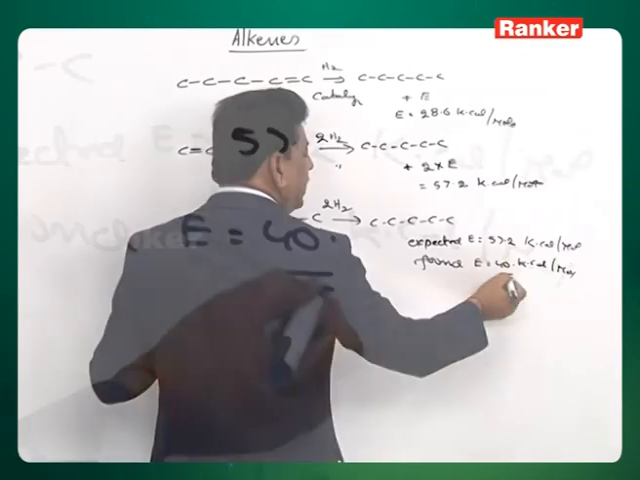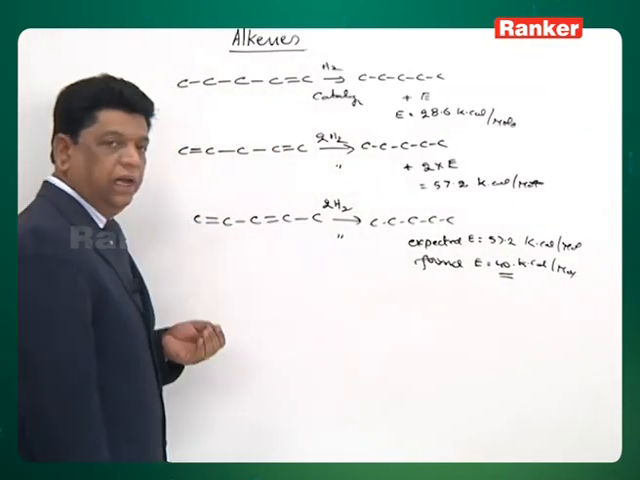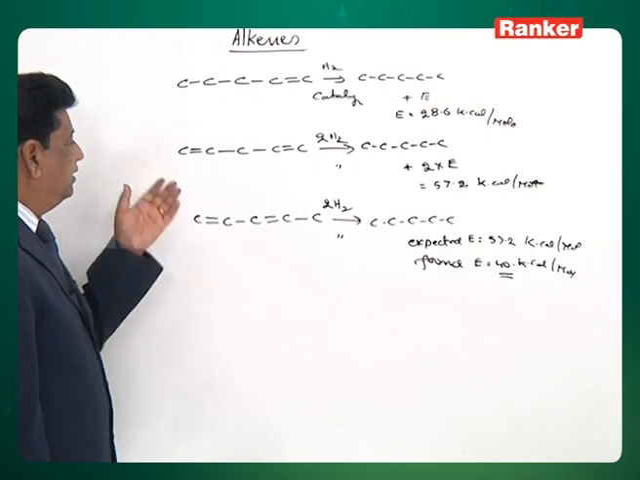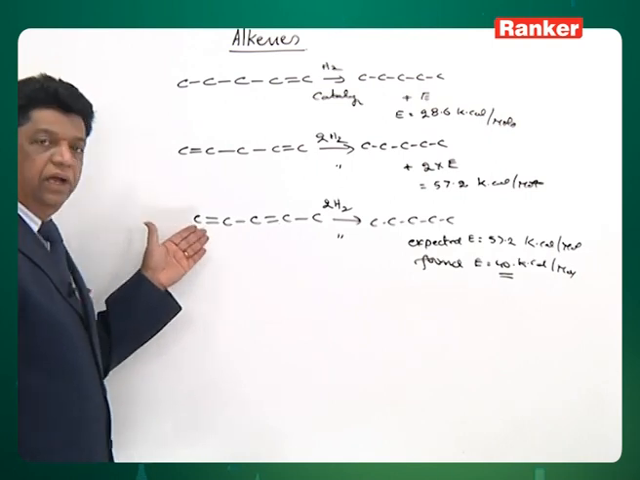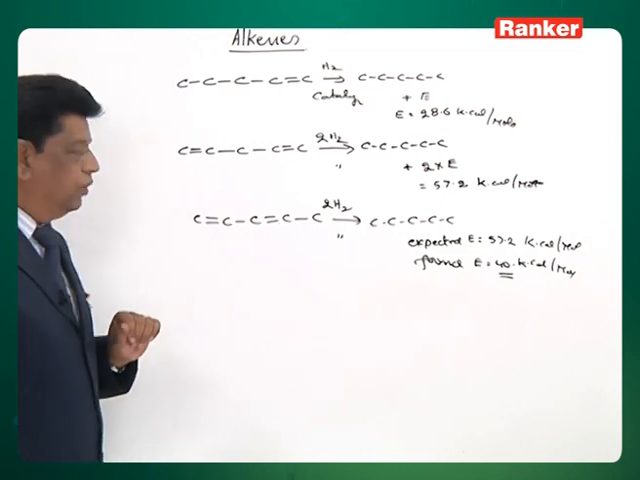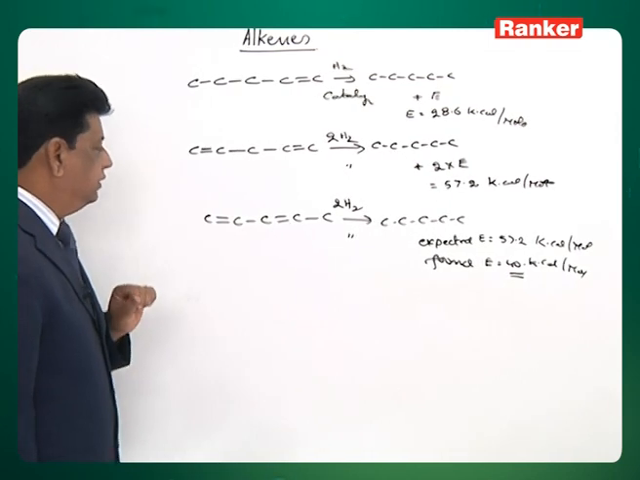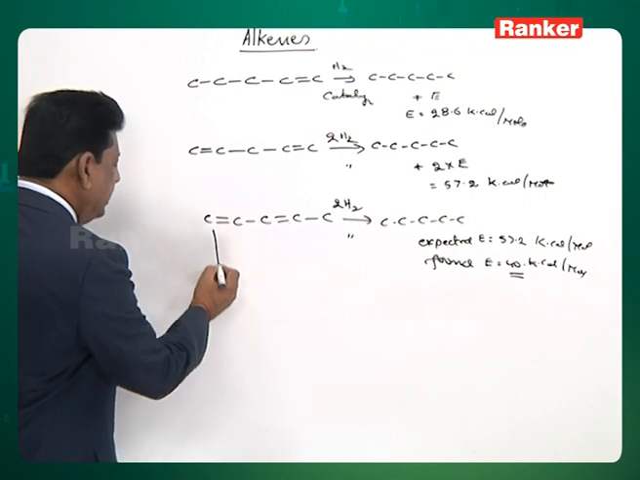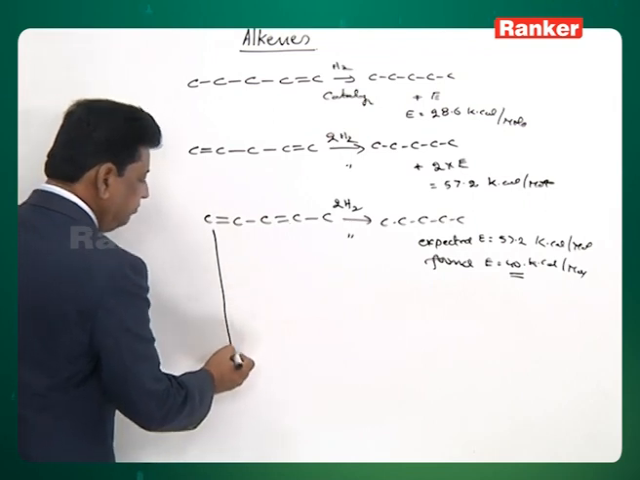So, why is it around 17.2 kilocalories less? This molecule, when it is formed, started showing resonance and liberated 17.2. So, that energy is missing. Therefore, we can show it in a graph.